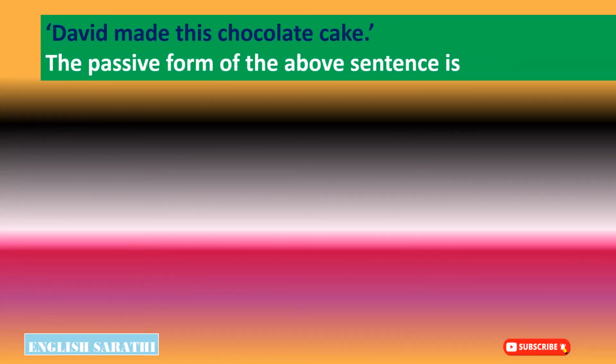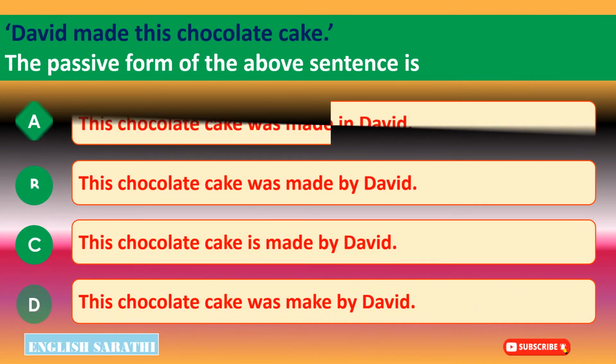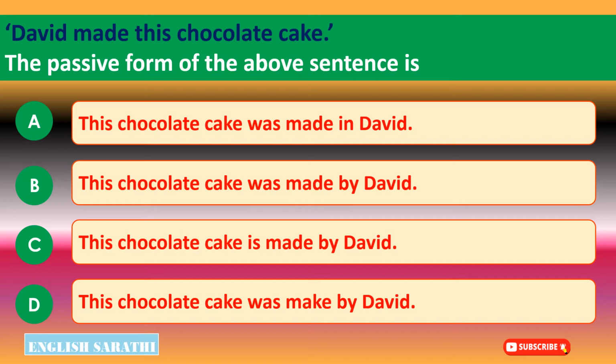David made this chocolate cake. The passive form of the above sentence is. Look at the following options. Option A. This chocolate cake was made in David. Option B. This chocolate cake was made by David. Option C. This chocolate cake is made by David. Option D. This chocolate cake was made by David.